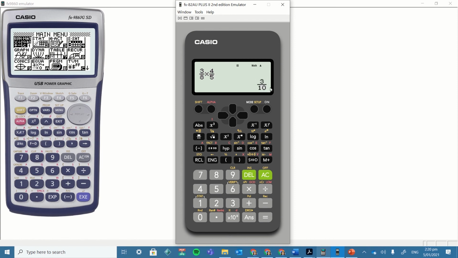Now the calculator does all the simplifying for us, because if I did 3 times 4 on the top, that would give me an answer of 12, and 8 times 5 would be 40. And it's already simplified it down to 3/10 for us. So that's quite useful.